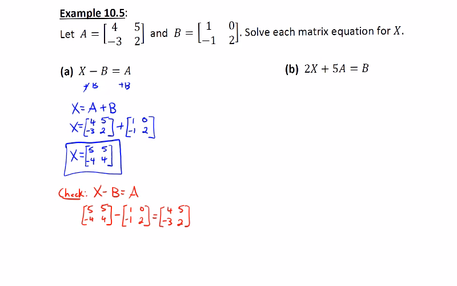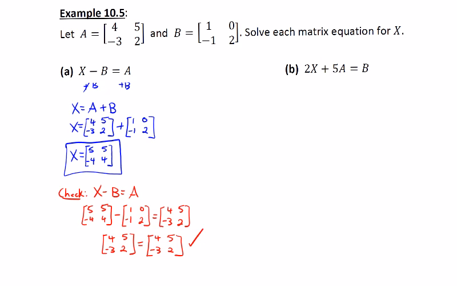On the left-hand side, I'm supposed to combine the two matrices with subtraction. 5 minus 1 will be 4. 5 minus 0 will still be 5. Negative 4 minus negative 1 will be negative 3. And then 4 minus 2 will give me 2, which ends up matching exactly what I'm expecting to get. So I have my true statement that verifies that my solution is correct. You can always go back and take your solution and plug it back in. I've encouraged you to do that all semester long.